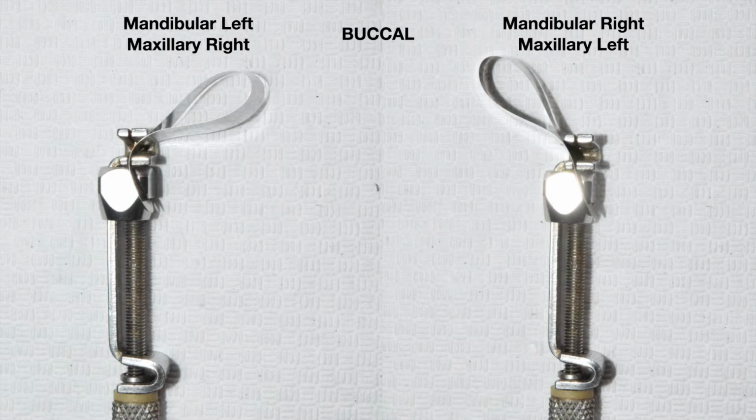Now, by default, it is a rule that we place this Tofflemire retainer from the buccal aspect. Okay, so the Tofflemire retainer, whether it is a maxillary quadrant or a mandibular quadrant, it always fits from the buccal part. If it is a mandibular left and maxillary right quadrant, then I would be placing the Tofflemire on the right. If it is a mandibular right and maxillary left quadrant, then I would be placing the Tofflemire on the left.